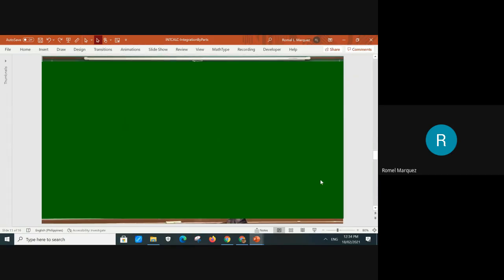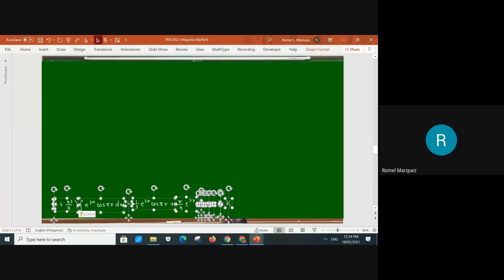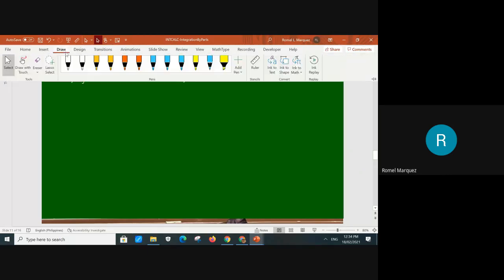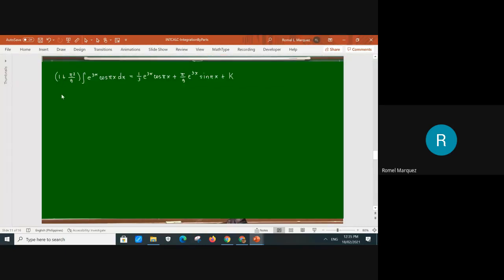So we now have, we're going to get the LCD. Let's simplify first this coefficient. What is the LCD of this? We have 9 plus pi squared over 9, times the integral of, let me copy the rest.